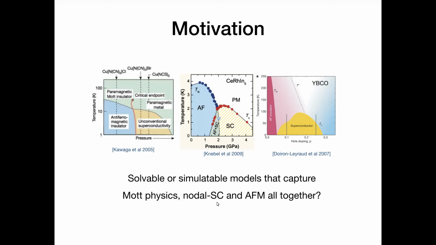So what would we like? We would like a model which has Mott physics, so that you can localize electrons, like a repulsive Hubbard U, and we would like it to have unconventional superconductivity, and perhaps some competing order, like an antiferromagnet. If you look at this phase diagram, there's an antiferromagnetic insulator, next to it is an unconventional superconductor, separated by a Mott transition. This is the kind of thing we are aiming for.